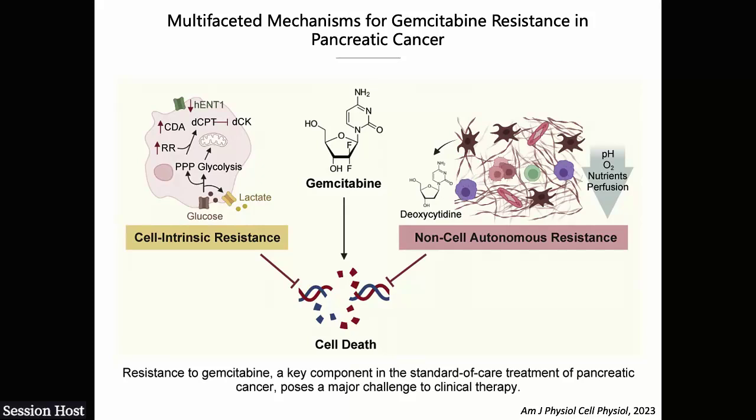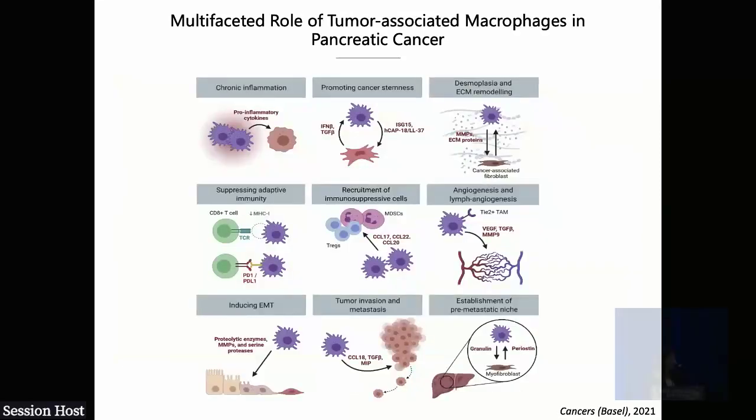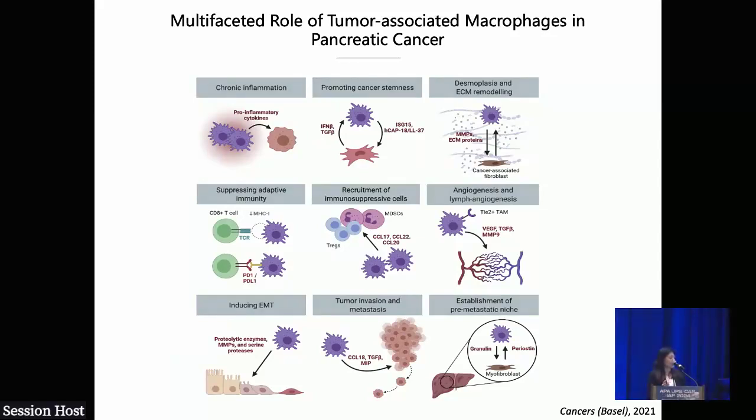The other part of gemcitabine resistance is non-cell-autonomous resistance. That means the tumor cells can interact with other cells, such as immune cells, to activate signaling pathways in the cancer cells to induce gemcitabine resistance. It's found that tumor-associated macrophages can induce chronic inflammation in the cancer cell, as well as suppress the adaptive immunity and induce EMT to induce gemcitabine resistance.